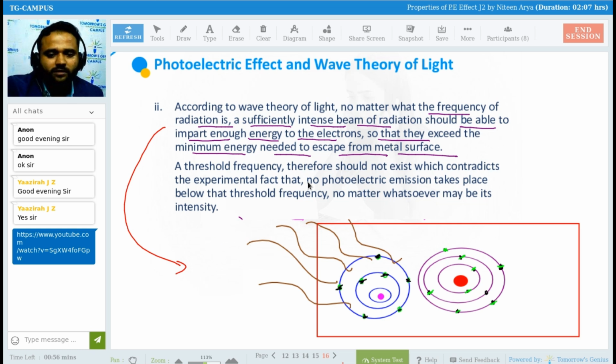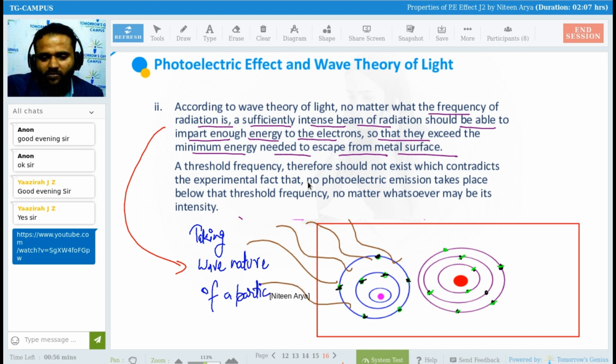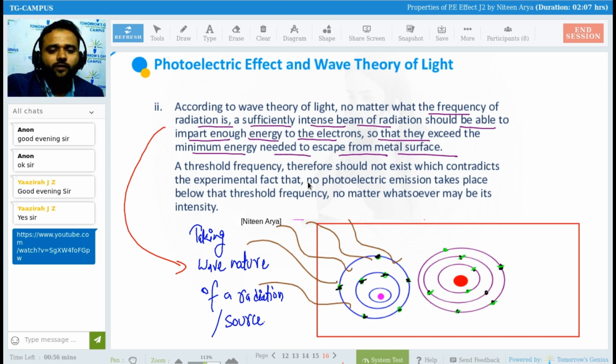Taking the wave nature of a particle, or rather the wave nature of radiation or source. The source or radiation is basically light, right? So if we are taking the wave nature of radiation, which is the source here, clear?